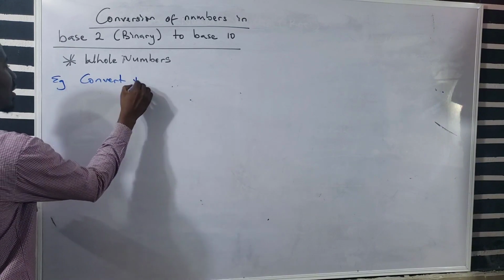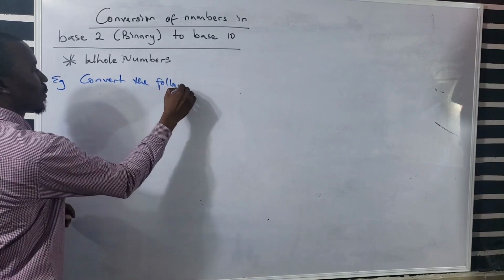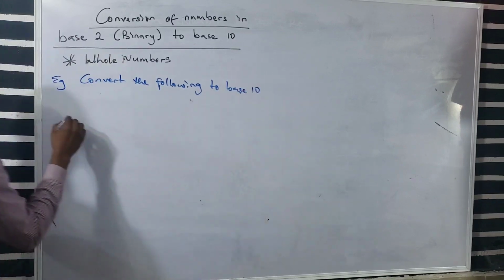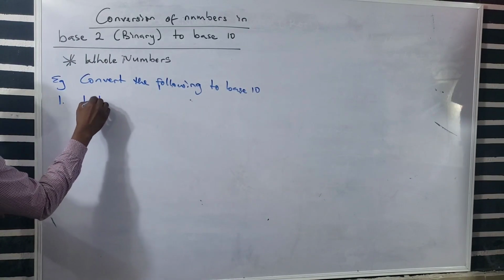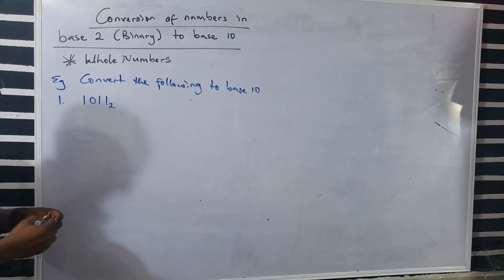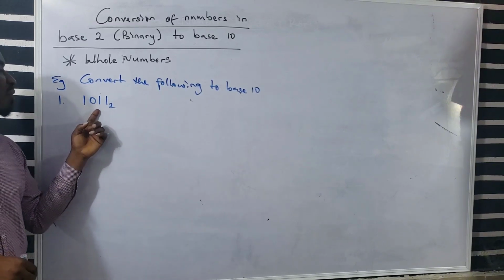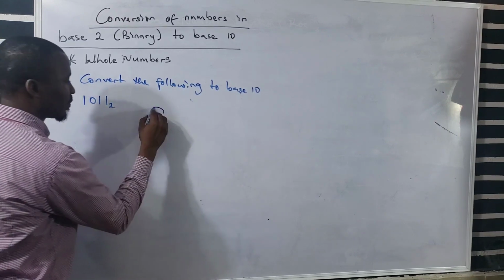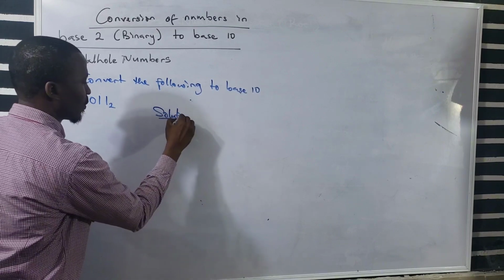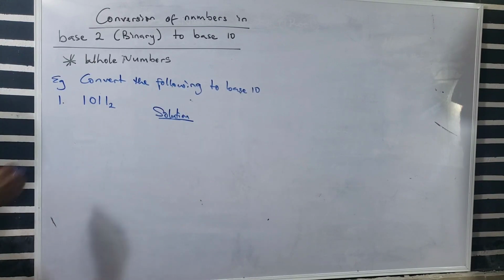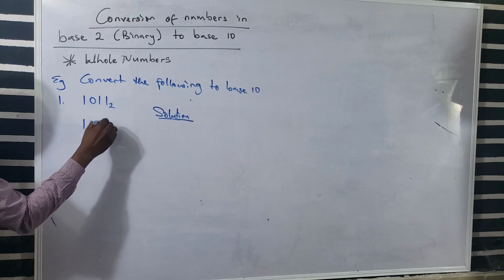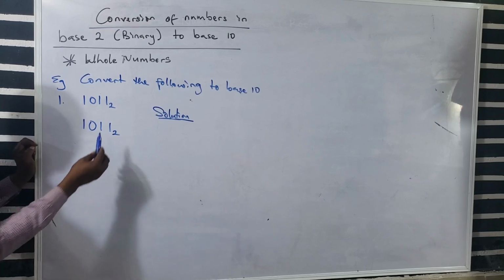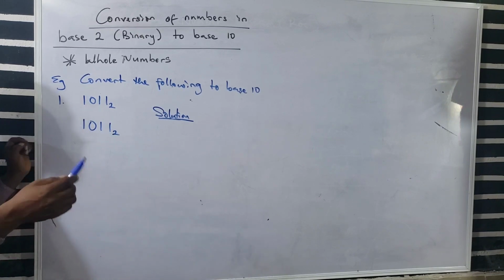Convert the following to base 10. Number 1: 1011 base 2. When we are asked to convert a problem like this, what are we going to do? It's a very simple way. Solution. I will repeat my numbers, then I will index the number. Now, what do we mean by indexing the number?